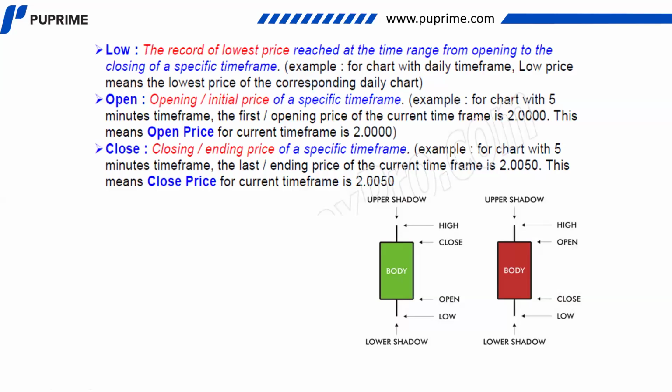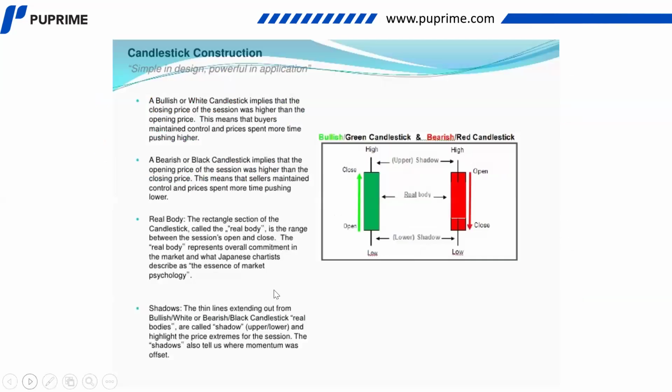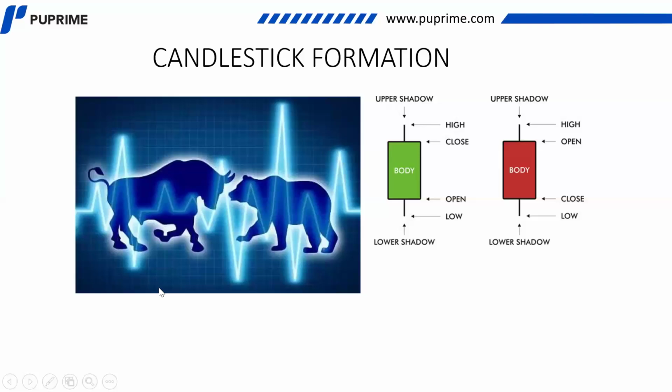So the open and close indicate the body, while the high and the low tell you the pressure between the buyers and the sellers. So this is just candlestick construction. Like I said, the thin line at the top is called the high, or upper wick, and the thin line below is called the low, or the lower wick, or the lower shadow.